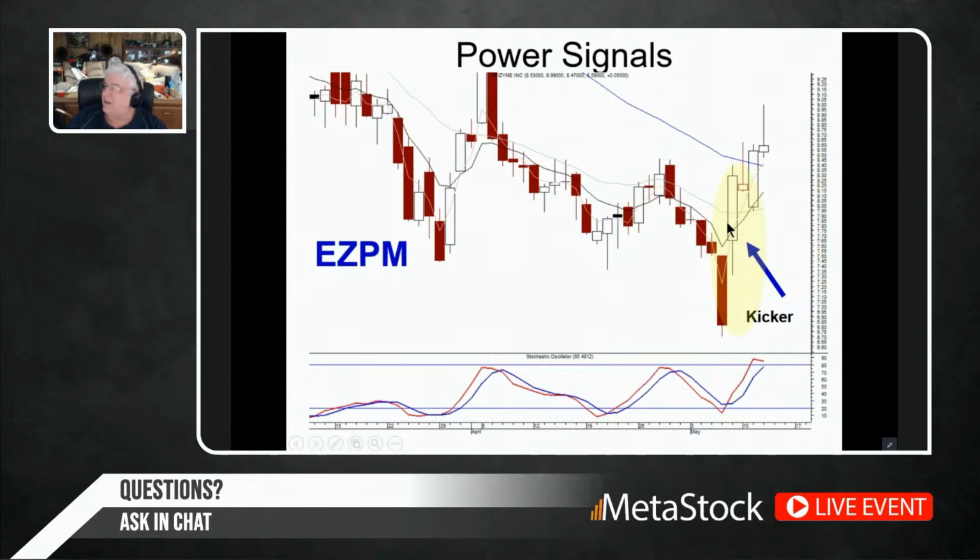There's a kicker signal. This is what this stock did today. The markets have been horrendous for the last few days. Look what the kicker signal does. It tells you there's a lot of strength there.